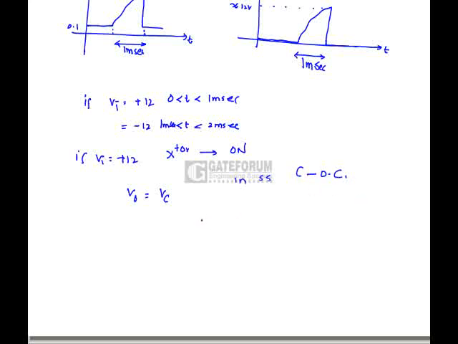Which means in the steady state position, Vc of t is nothing but 12 divided by 12.1k into 0.1k, which is equal to 0.1 volt. 0.1 volt means from 0 to 1 millisecond. The amplitude of the output voltage is 0.1 volt, which is a constant, hence this one.